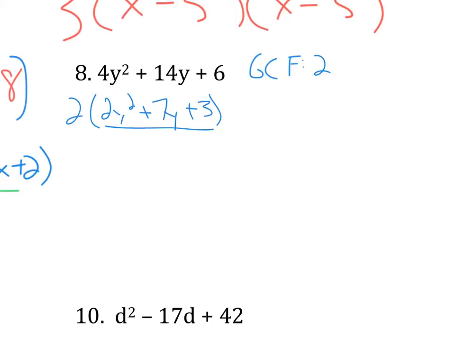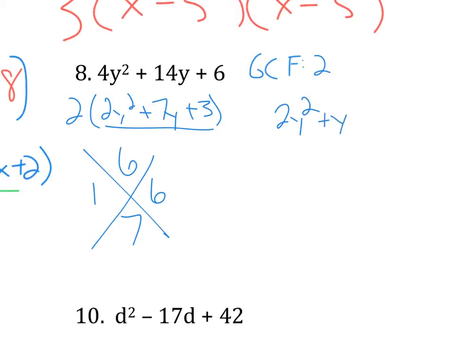And then this will factor. My a is 2, my c is 3, so that is 6. My b is 7. Multiplies to 6 and adds to 7 is 1 and 6. So then we get 2y squared plus 1y plus 6y plus 3. And then group.